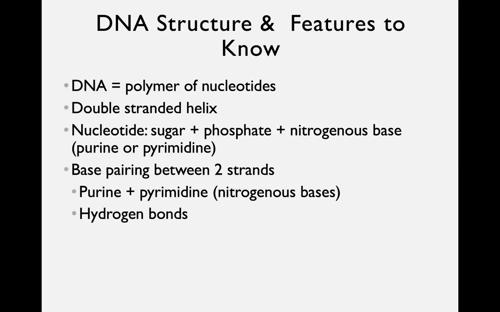And the base pairing. So base pairing, I mean which two nitrogenous bases actually bond to create that double-stranded helix. Purine plus a pyrimidine. So that's going to be A plus T, C plus G. That's the bonding pattern between the two strands. Those are held together through hydrogen bonds. So the adenine bonds with the thymine through a hydrogen bond, same with the cytosine and the guanine.